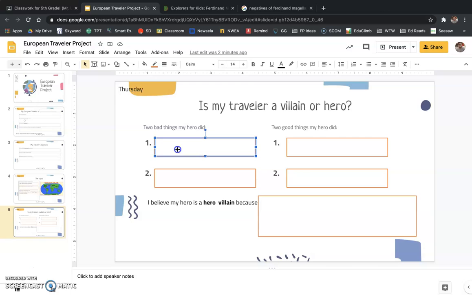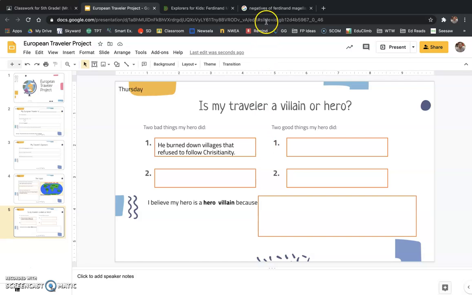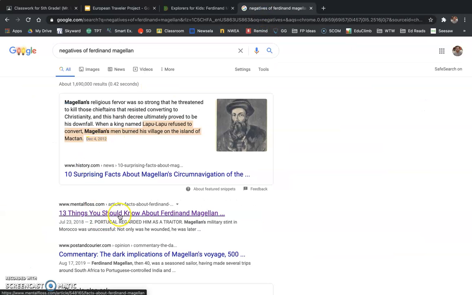All right, so it looks like he burned down villages that refused to follow Christianity. So the Christian faith. If anybody was not the Christian faith and they didn't want to, looks like he burned down their villages. All right. Also, that's right here on Google. That's an important one right there.